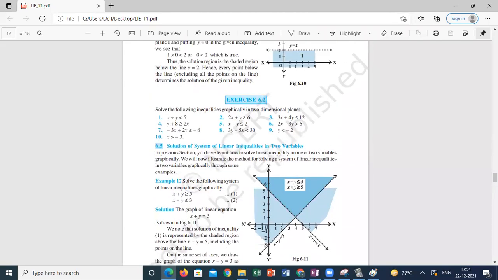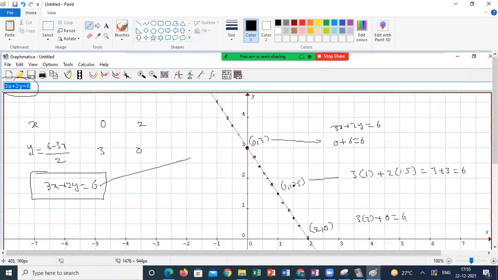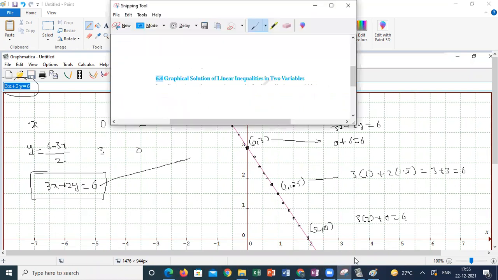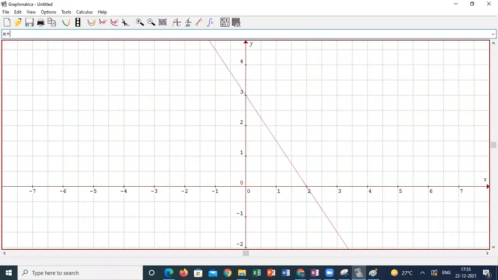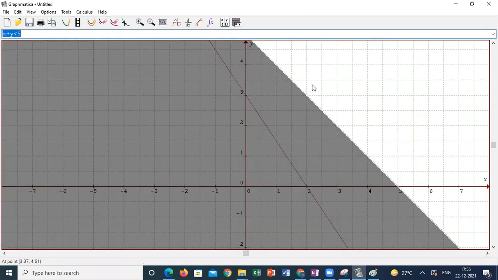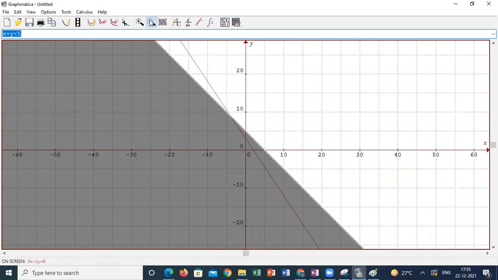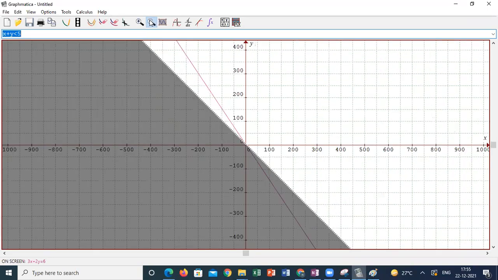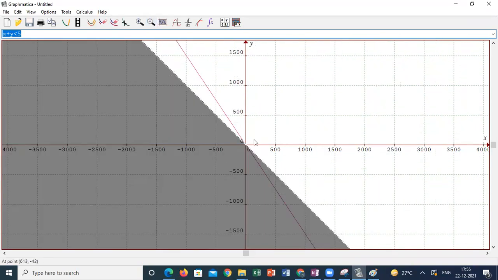Single equation, x plus y less than 5. Let's see whether it comes out using Graphmatica. x plus y less than 5. See this one, the shaded region is the solution set. If you look into this, the shaded region is the solution set.